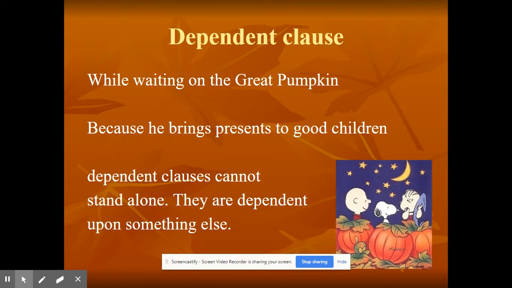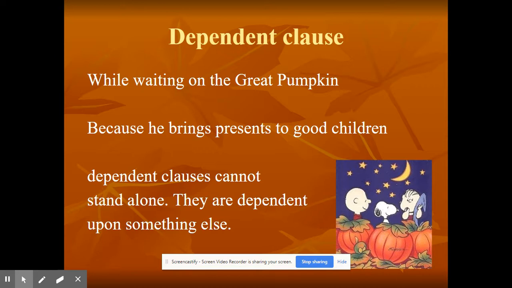Hey guys, so today we are going to be reviewing commas and different sentence types, just as a refresher since we have already learned this before. The first one we are going to be talking about is a dependent clause. A dependent clause is a sentence that cannot stand on its own and it's dependent upon something else. So it needs something else in order to be considered a complete sentence or an independent clause.